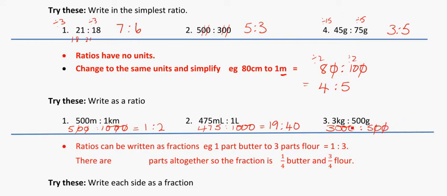We can divide each side by 100 by crossing 2 zeros off both sides. So we've got 30 to 5, which gives us a ratio of 6 to 1. 5 will go into itself and 5 will go into 30 6 times.